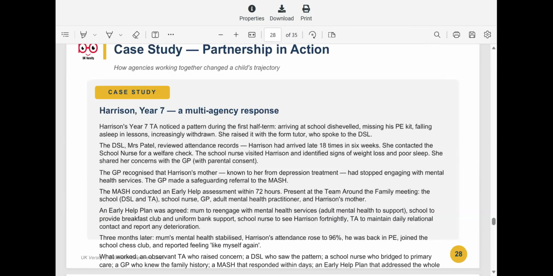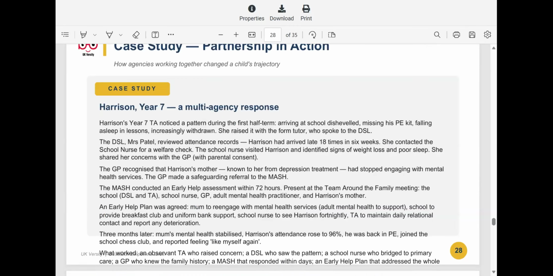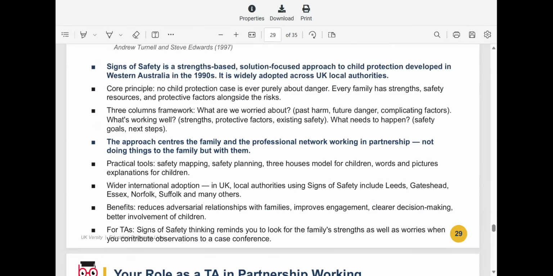The case study you could read in your own time, which is about Harrison, a year 7 multi-agency response, and the theory behind it as well.